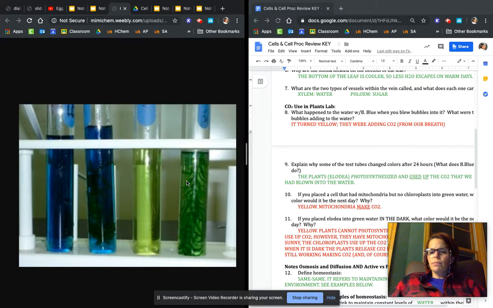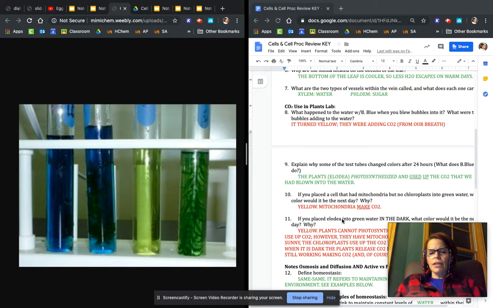And then why did some of the test tubes change colors? So for example, when we put the plant in it and then put it in the sunlight, the plant photosynthesized, it sucked up the carbon dioxide that you had blown in and it changed the color to blue. Now in this image, there's a green one. That one was probably placed in the dark, and then the plant was not able to suck up the carbon dioxide, so the carbon dioxide stayed in the water.